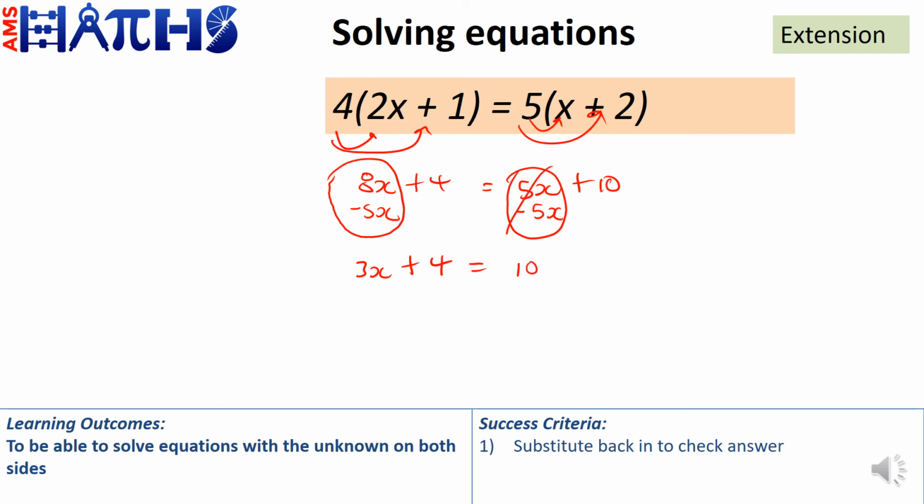Then 3x plus 4, so we'll get rid of the plus 4 by subtracting 4 on both sides. So 4 minus 4 is 0, so we're left with 3x on the left, and then 10 minus 4 is 6. So now all we need to do is divide by 3 on both sides. 3 divided by 3 is 1, so it's 1x, and 6 divided by 3 is 2, so our final answer is x is equal to 2.